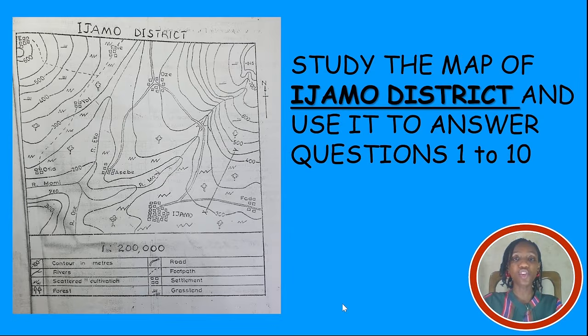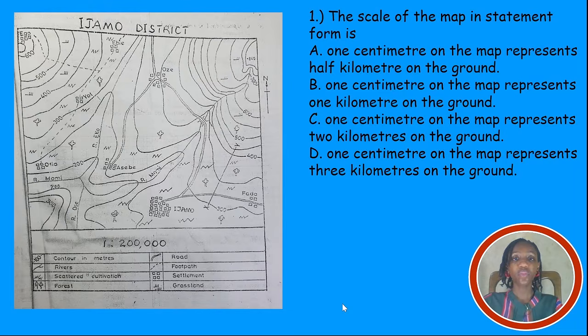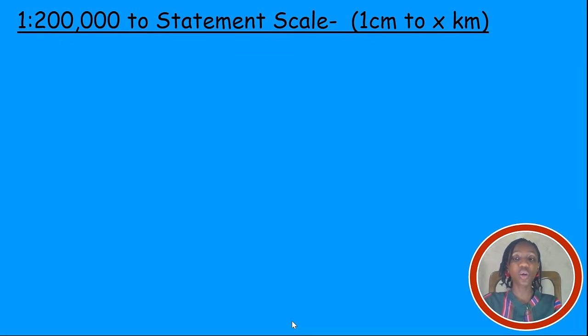Study the map of Ijamo district and use it to answer questions 1 to 10. The scale of the map in statement form is, so now this is a map scale conversion question, and the scale we're given is in representative fraction, RF, 1 ratio 200,000. So now let's convert this to statement scale. 1 ratio 200,000 is the same as 1 over 200,000.